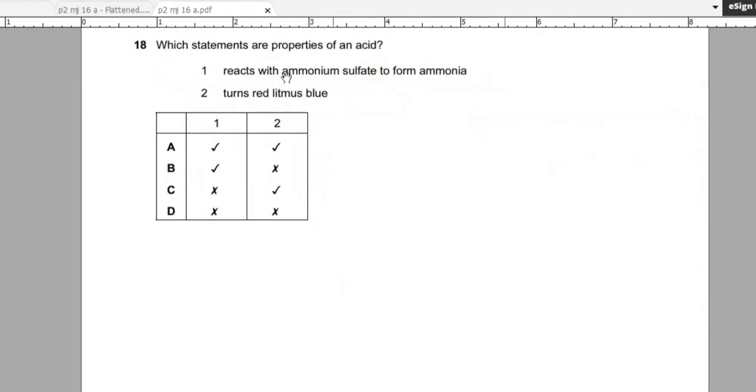Okay, fine. 18th, which statements are properties of an acid? There are two statements. Let us see the first and second statements. Reacts with ammonium sulfate to form ammonia, which is not going to be right. It turns red litmus blue. Acid always turns blue litmus paper red. So statements 1 and 2 are not properties of an acid. So the answer is D.